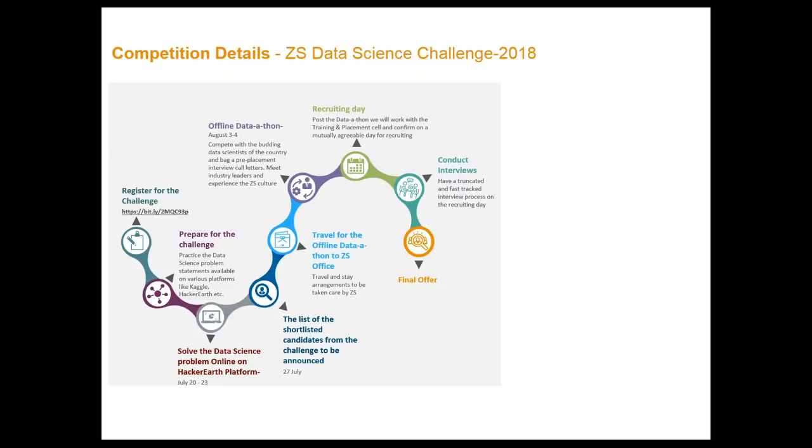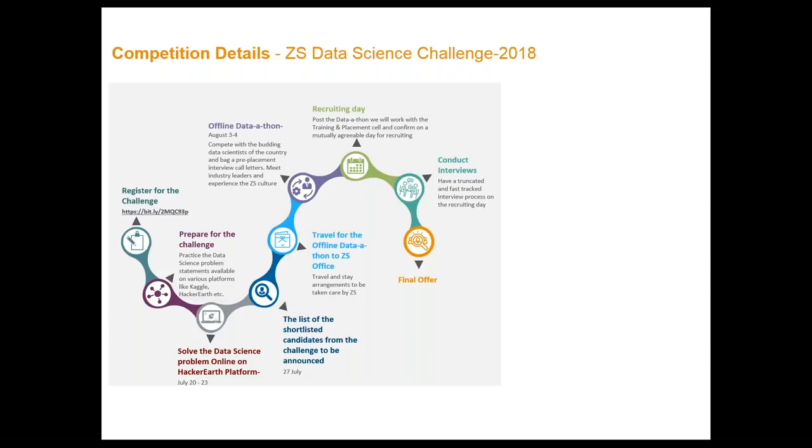We are going to post our data science problem online on the HackerEarth platform by July 20th. And we're hoping you'll spend your time July 20th to 23rd to solve that problem online, right? By the 27th of July, we will be shortlisting candidates from the challenge who we'd like to bring into our offices.